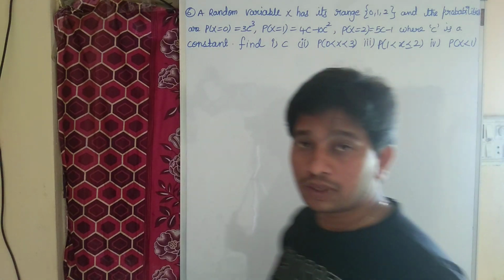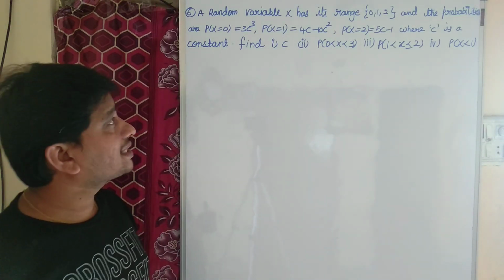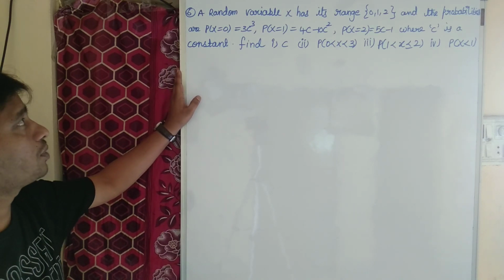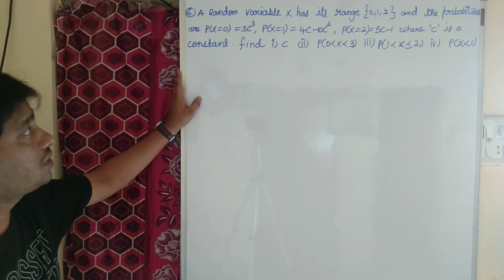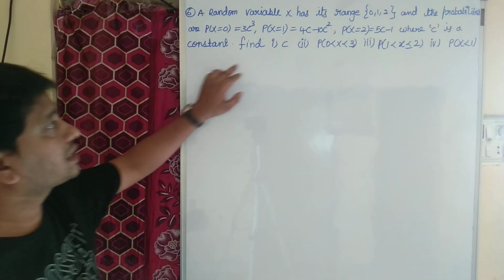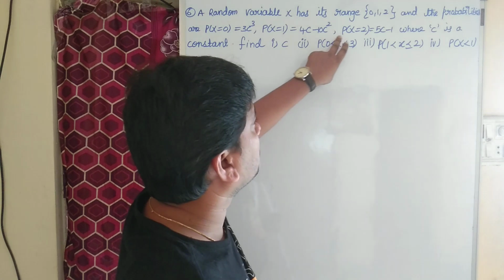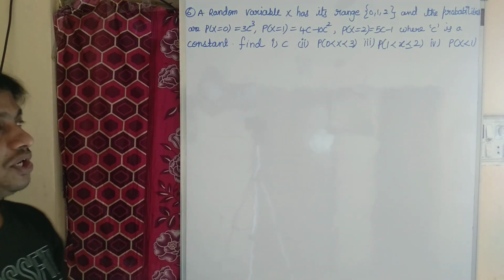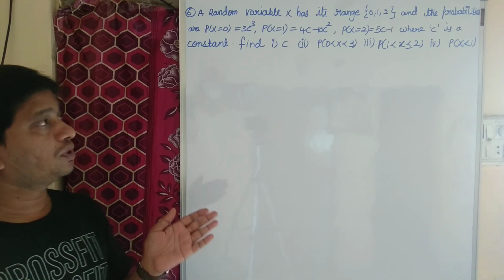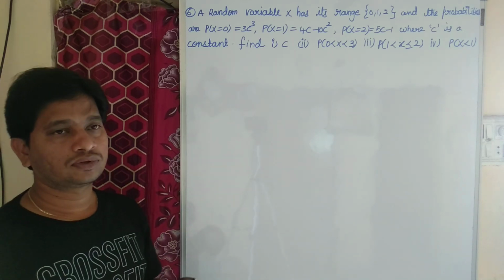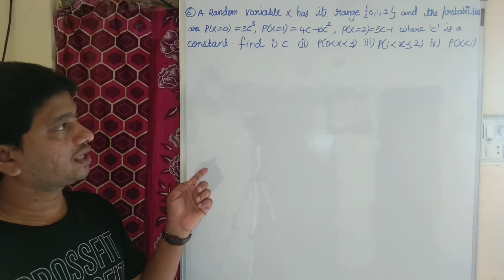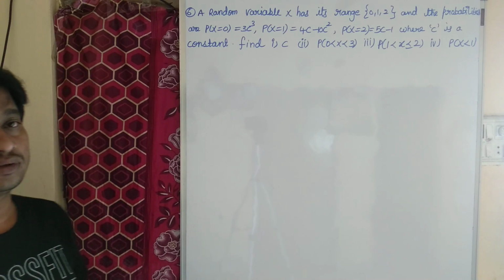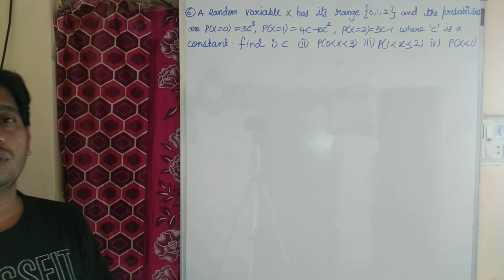Now coming to problem number 6. A random variable x has its range 0, 1, 2, and the probabilities are p of x equal to 0 is 3c cube, x equal to 1 is 4c minus 10c square, x equal to 2 is 5c minus 1, where c is a constant. We need to find the value of c, the probability which lies between 0 to 3, the probability which lies between 1 and 2, and the probability which is less than 1. Okay children, these are the questions we need to find out here.